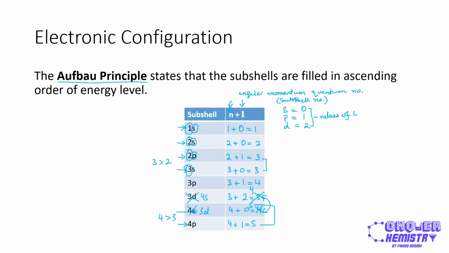So this is one way in which you can arrange subshells in order of increasing energy level, and this is important in writing electronic configurations.